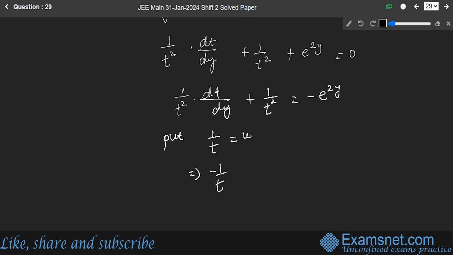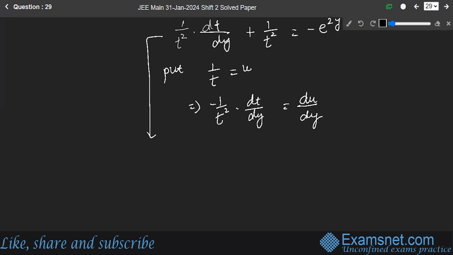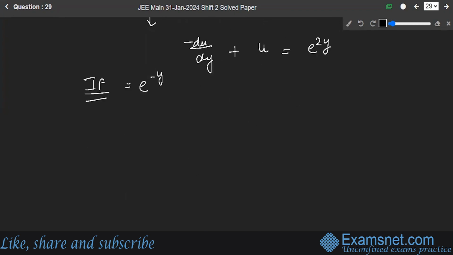This makes minus 1 upon t square dt by dy equal to du upon dy. Okay, so now this equation will become 1 upon t square dt, which is equal to minus du upon dy plus u is equal to e raised to power 2y. So here the integrating factor is e raised to power minus y, right? So this makes the equation u into e raised to power minus y is equal to the integral of e raised to power minus y into e raised to power 2y.